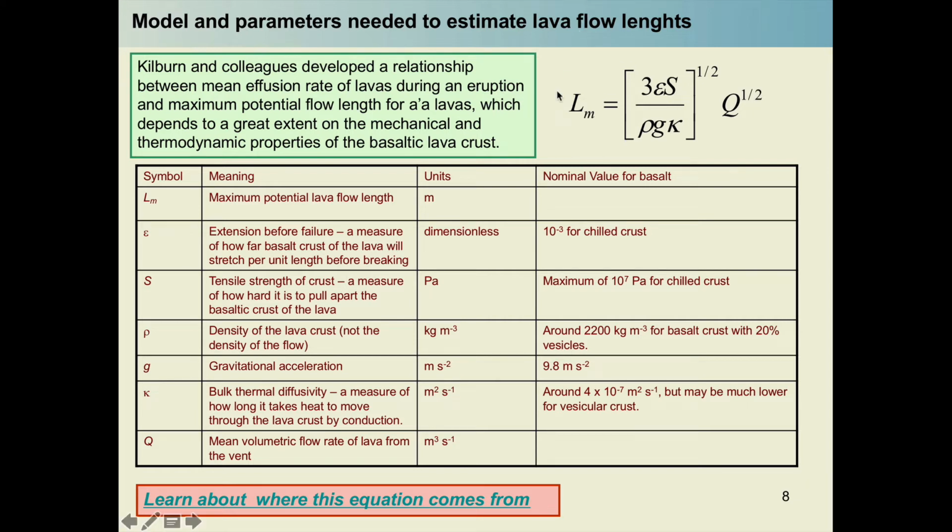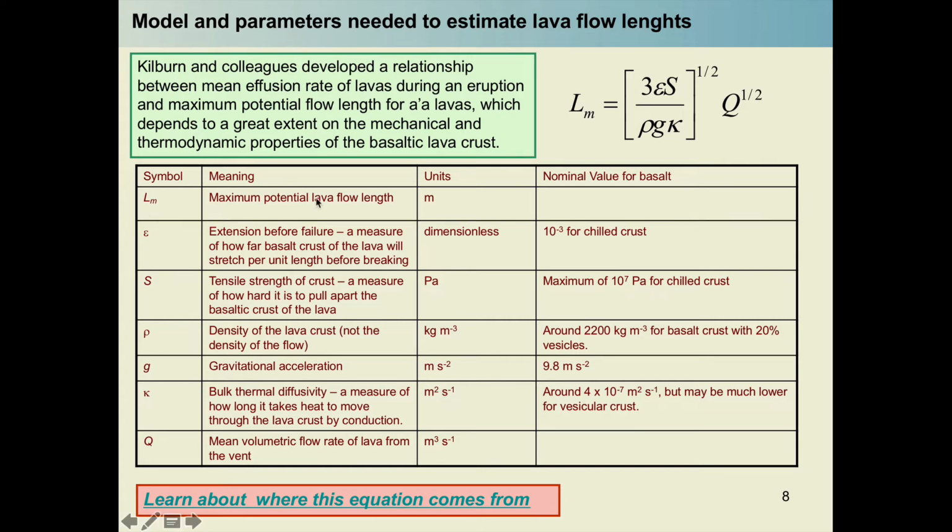So this is the Kilburn equation. It was developed between observations of mean effusion rate of lavas during an eruption and the maximum potential flow length for those lavas, which depends to a great extent on the mechanical and thermodynamical properties of the lava crust. So if you remember from the lecture, remember what a lava flow looks like as it's flowing, and that's the situation you're modeling here, the thermal properties of that brittle basaltic lava crust.